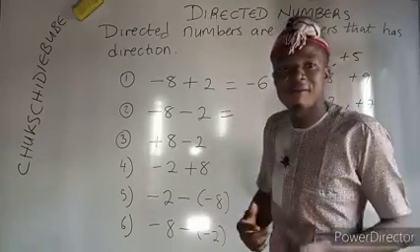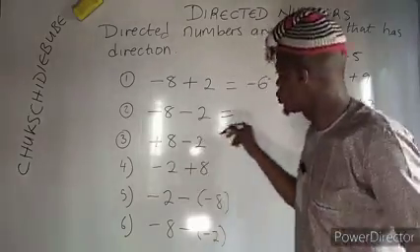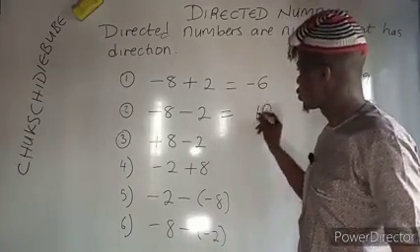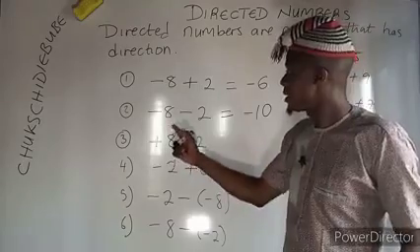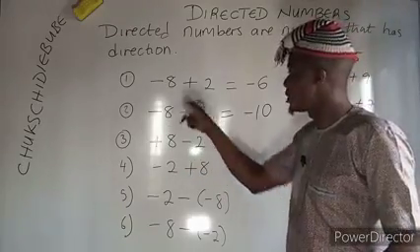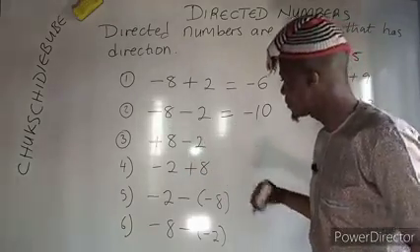Altogether, you are owing. You don't even have anything at all. So here, altogether, you are owing 10. Because you are still owing, it will still be minus. Therefore, minus 8 minus 2 is minus 10 because totally you are owing 10.